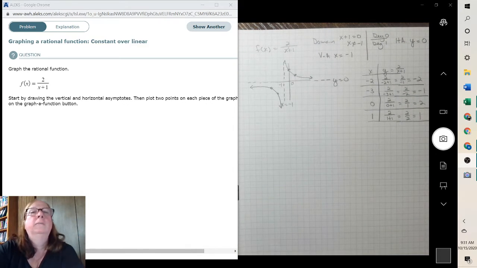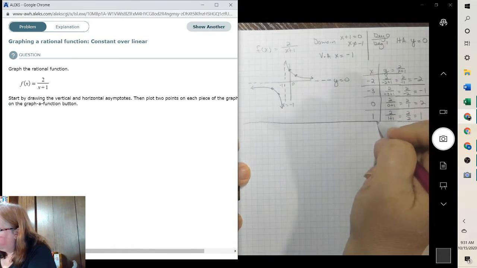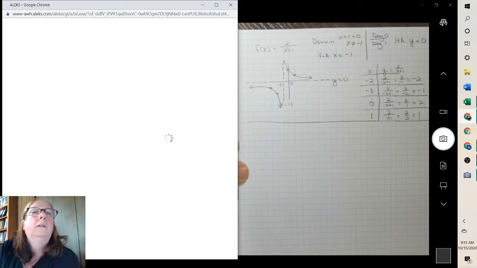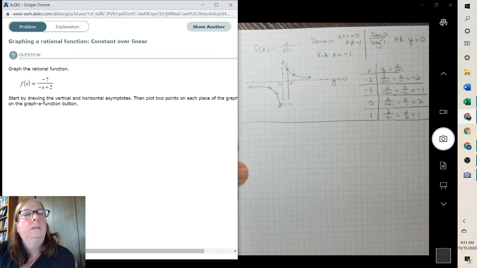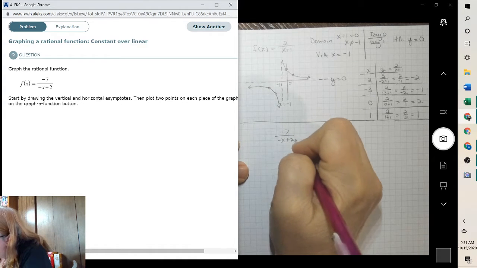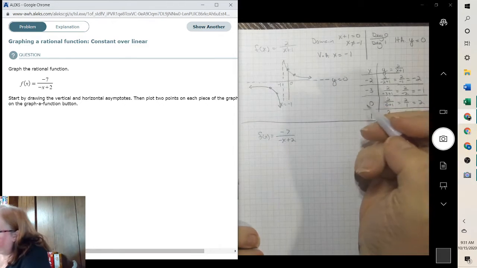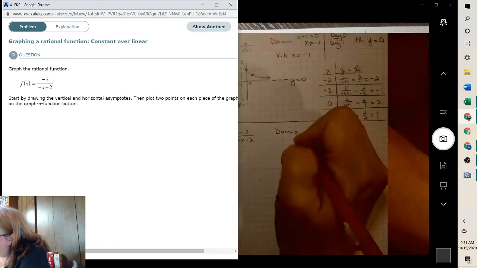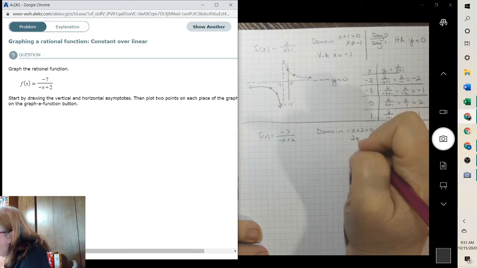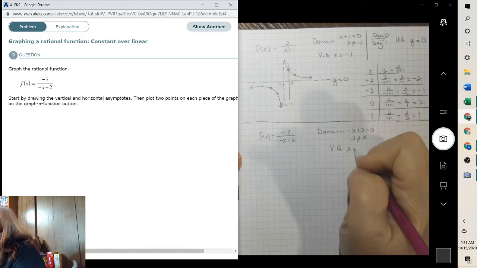Let's try another one. Okay, so domain. -x plus 2 equals 0. Adding x to both sides, 2 equals x, so x cannot equal 2. So we have a vertical asymptote at x equals 2.